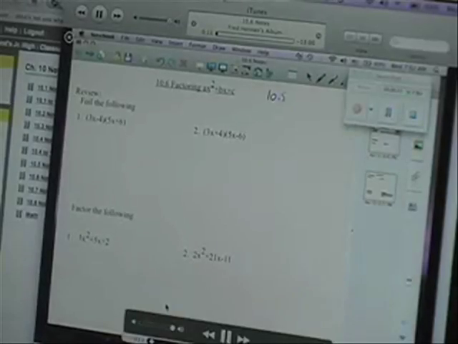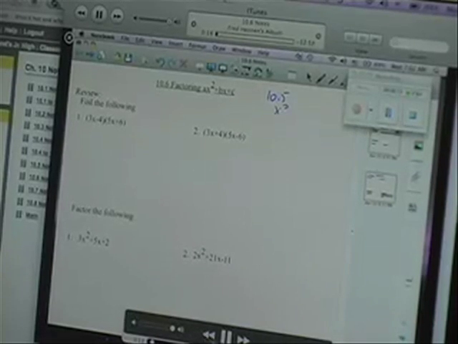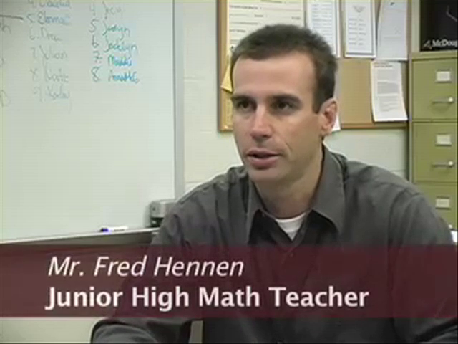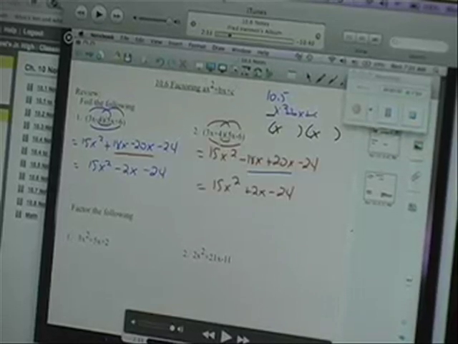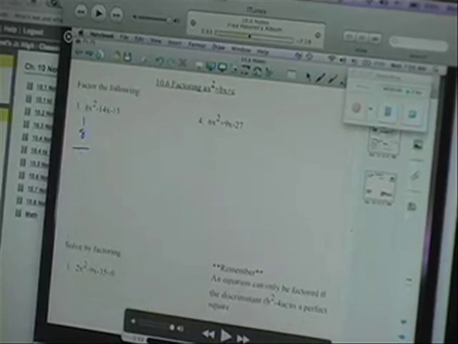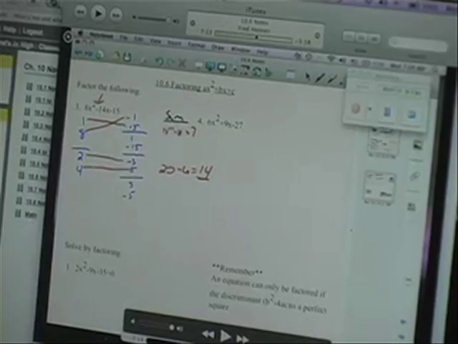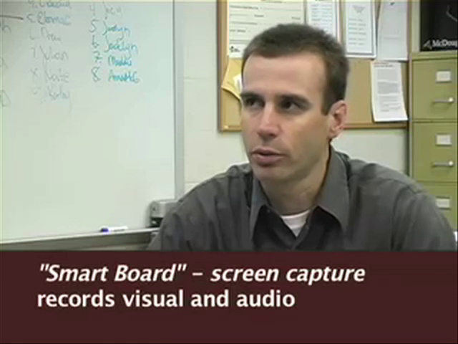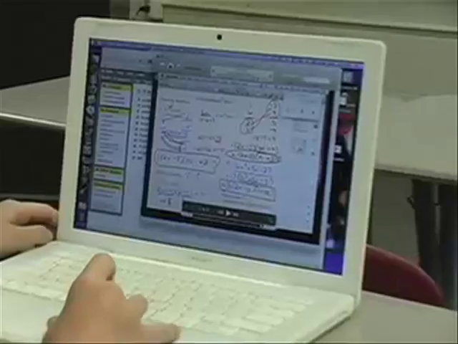Hello students, today we're looking at 10.6, factoring ax squared plus bx plus c. In this method, I've kind of reversed the whole pattern of teaching. Right when I got the smartboard technology in my room, I saw that I had a screen capture technology, and so I could record everything I did on the screen.